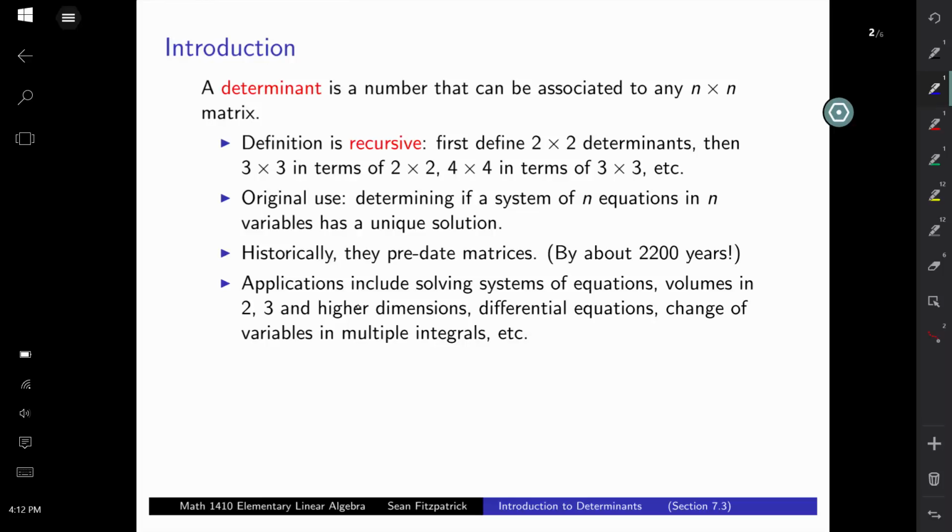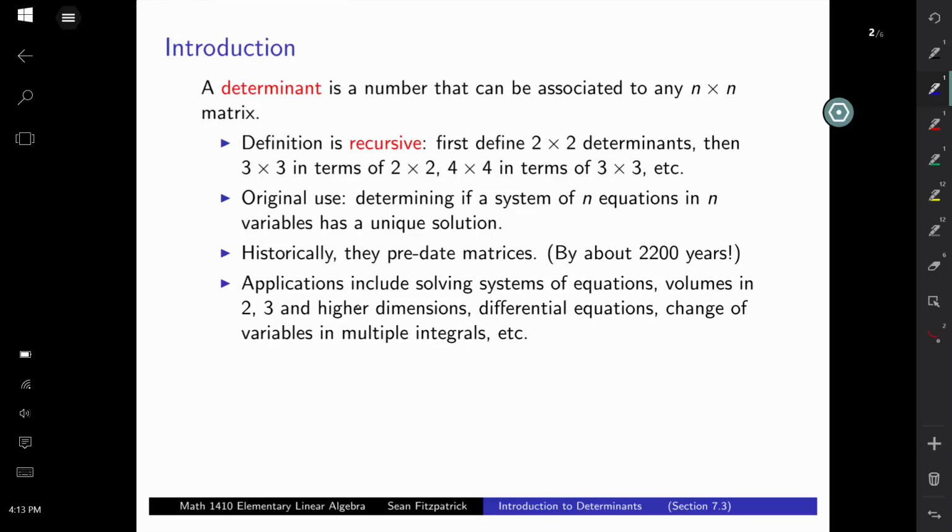So the way that we're going to define the determinant is we're going to give a recursive definition. So we're going to define a 2 by 2 determinant, and we've actually seen 2 by 2 determinants. We saw them when we did the cross product. Then we'll see how to define a 3 by 3 determinant in terms of 2 by 2. Right? And then a 4 by 4 determinant, you'll break it down into 3 by 3 determinants, and then each of those 3 by 3 determinants becomes a 2 by 2 determinant, and so on.